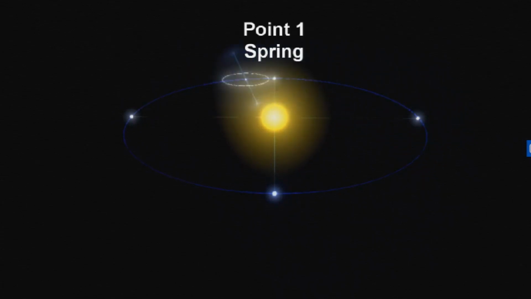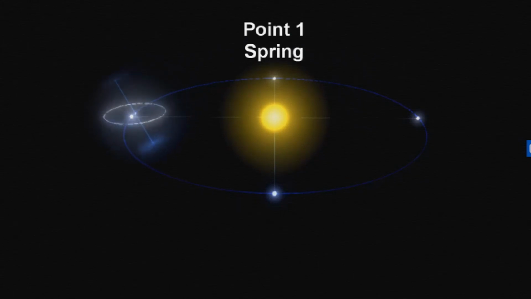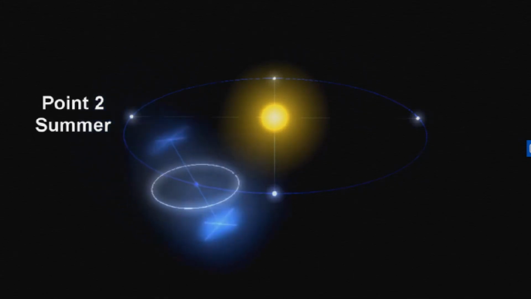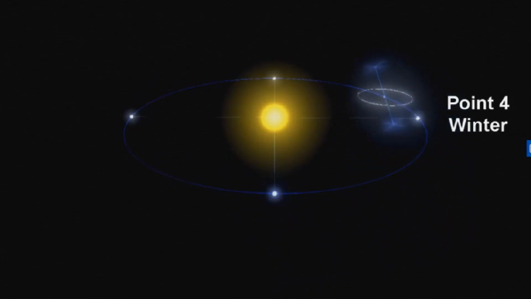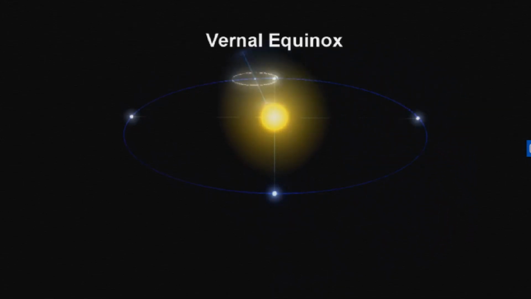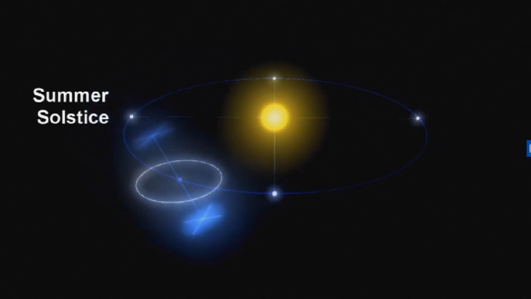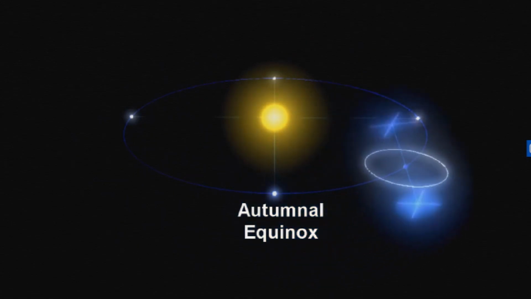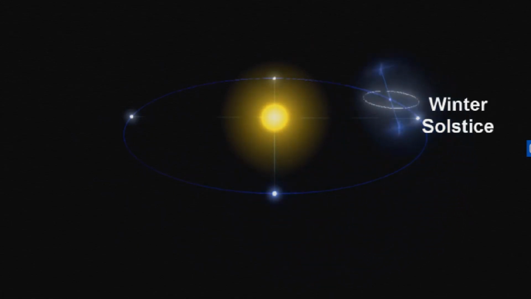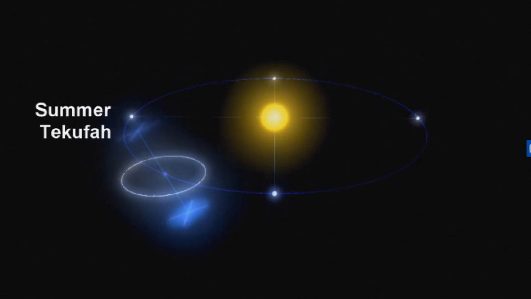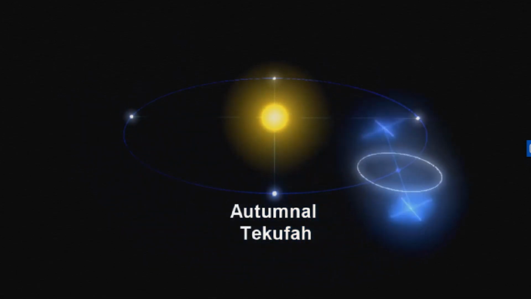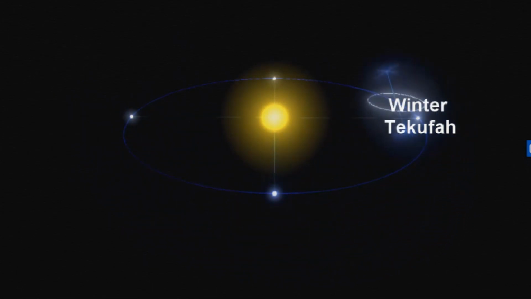Point 1 or spring, couldn't we? And the next marker, point 2 or summer. Next one, point 3 or autumn. And the next one, point 4 or winter. Well, we could go on and call marker 1 the vernal equinox, marker 2 the summer solstice, marker 3 the autumnal equinox, marker 4 the winter solstice, and we could keep going and call marker 1 the spring tikvah, marker 2 the summer tikvah, marker 3 the autumnal tikvah, and marker 4 the winter tikvah.